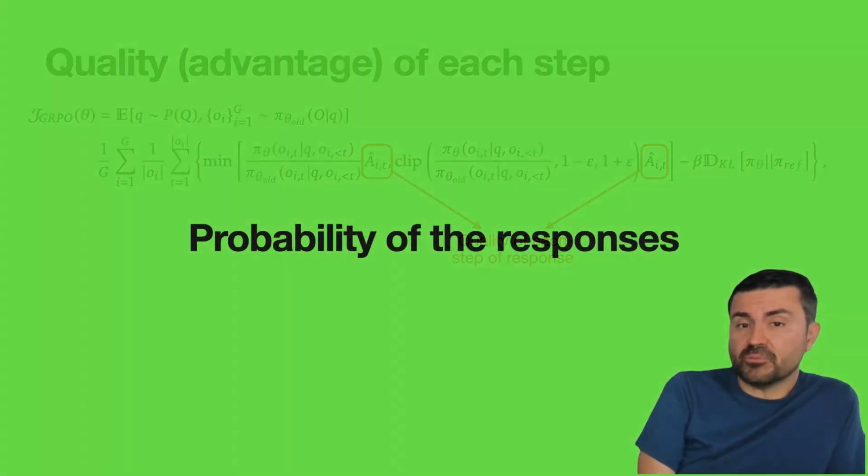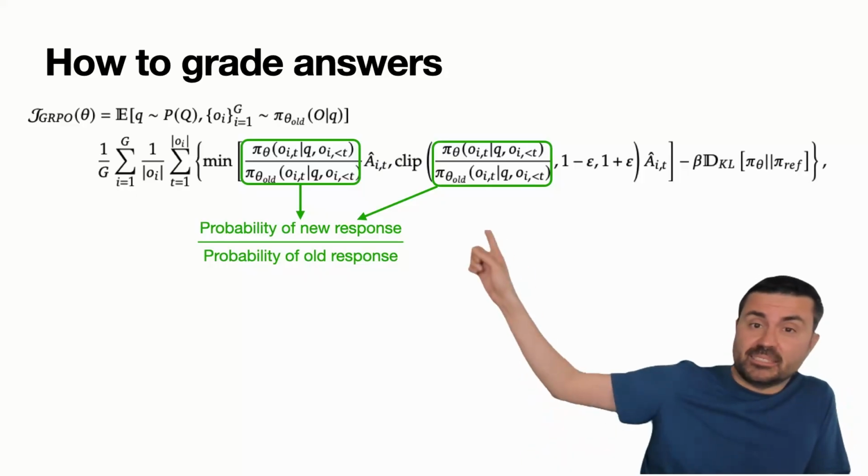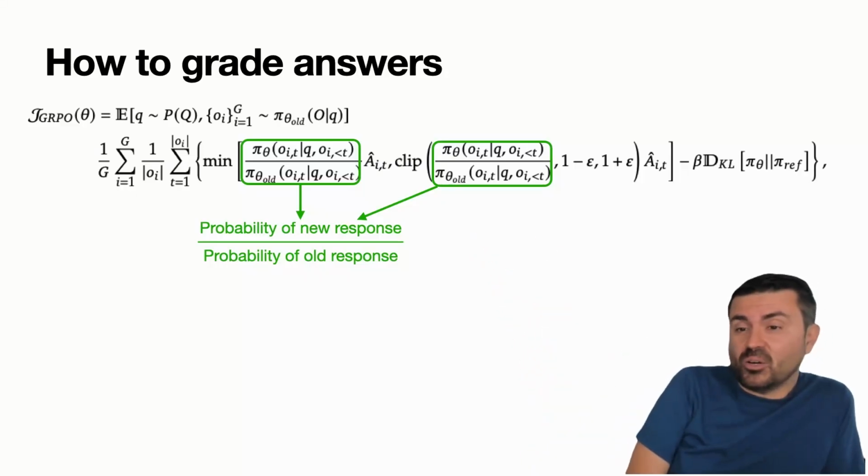Now let's get to the next one, which is the probability of the responses. This is this pi theta over pi theta all that you see over here.